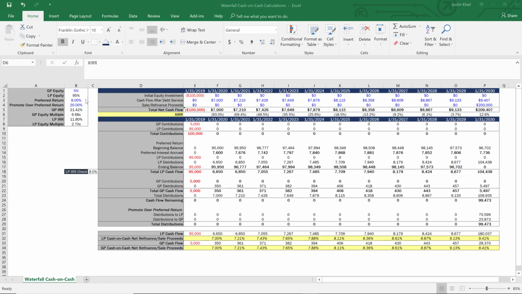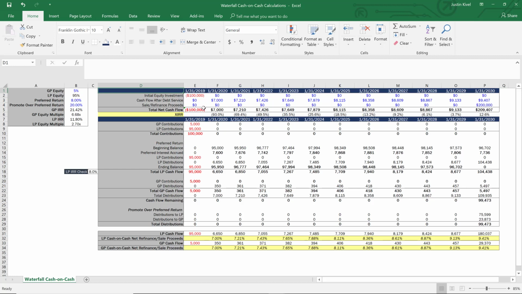So I want to go over an example of why this is the case in practice and show you why this is from an IRR perspective. I have a quick example here, just a really miniature waterfall model. We have our cash flows up here in rows 1 through 5: our initial equity investment, our cash flow after debt service, and our sale and refinance proceeds. And then we have our total net cash flow over here.